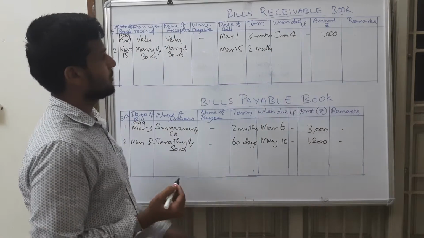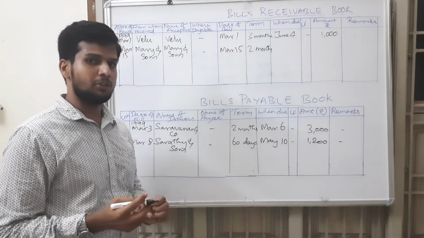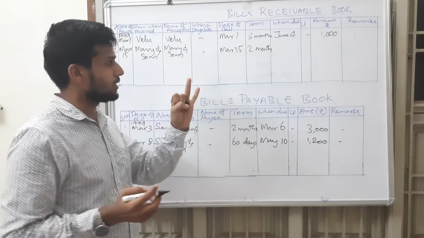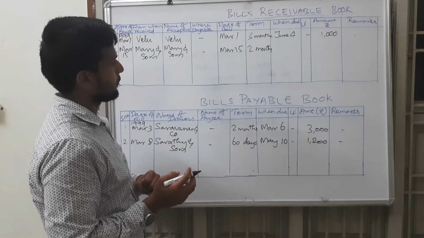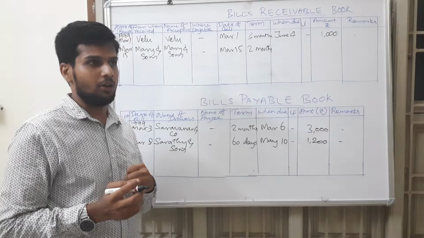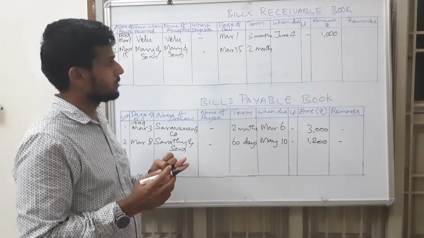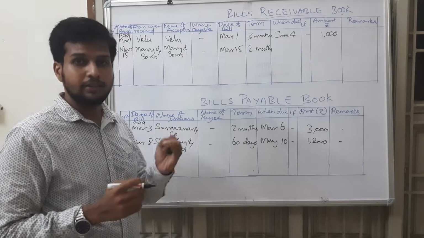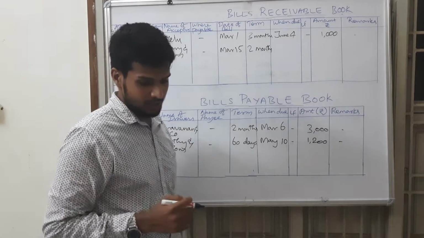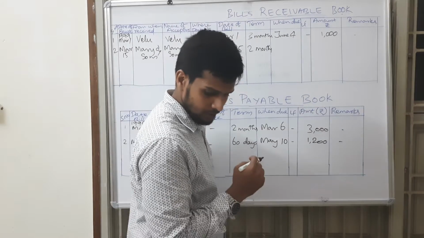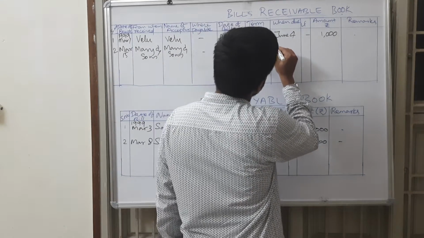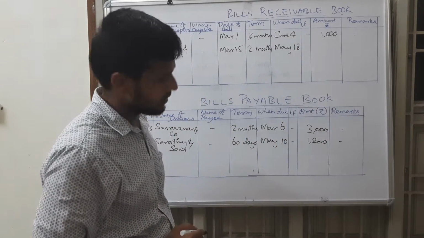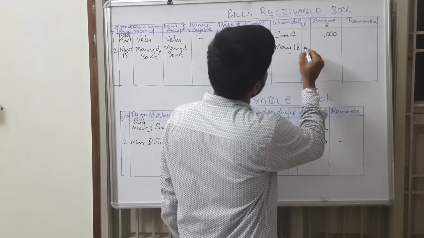And what does the due date mean? From March onwards, March 15th, April 15th, then May 15th is the completion of 2 months, and after that we need to add 3 more grace days. 3 more grace days means May 15, May 16, 17 and 18, right? So May 18 is the last date. May 18th is the due date for this bill.